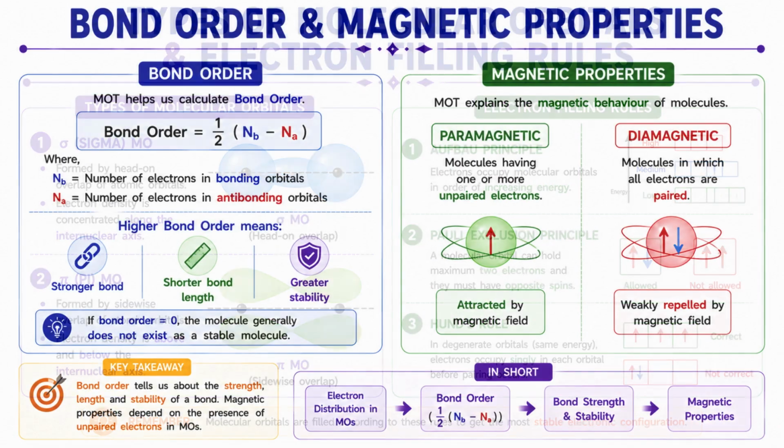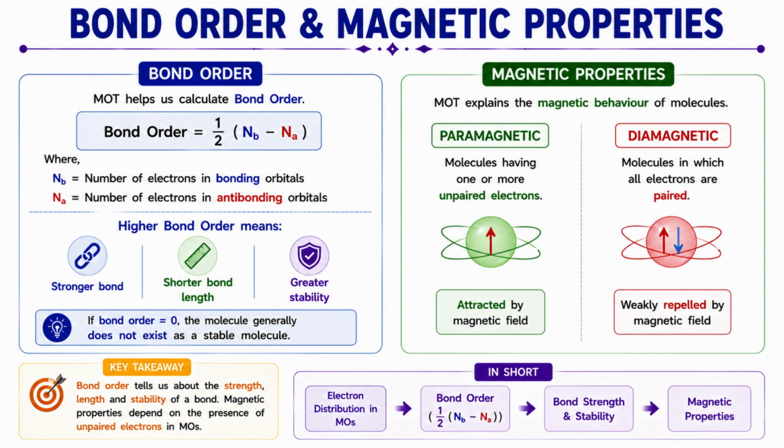MOT also helps us calculate bond order. The formula is: bond order equals the number of electrons in bonding orbitals minus the number of electrons in antibonding orbitals, divided by 2. What does bond order tell us? Higher bond order means stronger bond, shorter bond length, greater stability. If the bond order is 0, the molecule generally does not exist as a stable molecule.